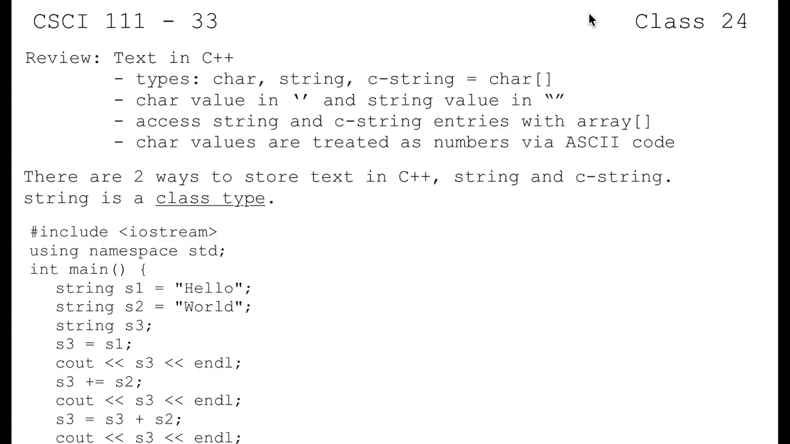Later we will see that a class type gives you access to different functionalities. And the C string, again, is the character array, so it pretty much performs as an array. There are slight differences between the C string and the character array, which we will mention later when I bring up the code.